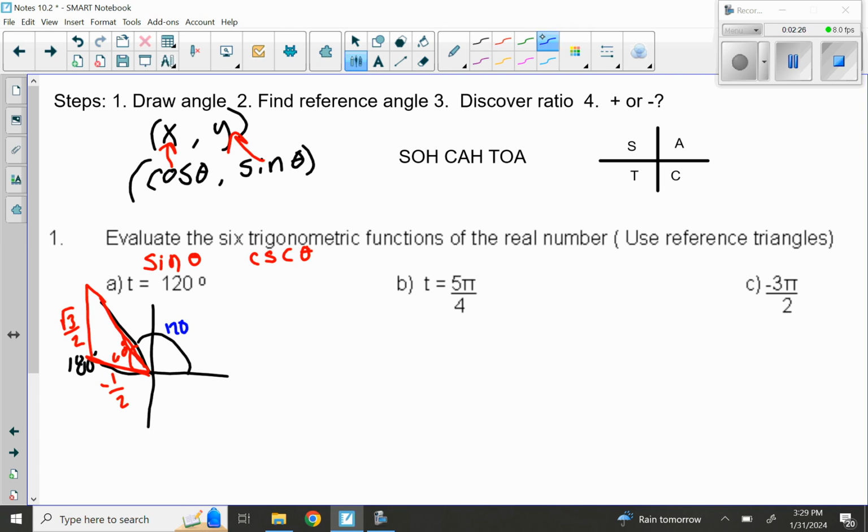So instead of having to do the whole opposite over hypotenuse for sine, if we connect that to our coordinate, sine is your y value. And remember, y is your up and down. So in this case, the height of that triangle. How high did we go here? Well, we went square root of 3 over 2.